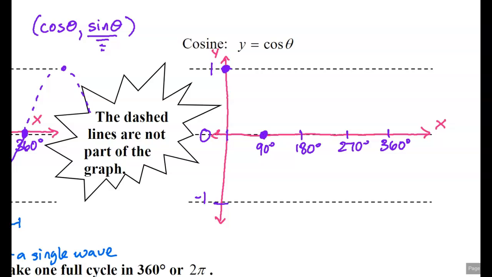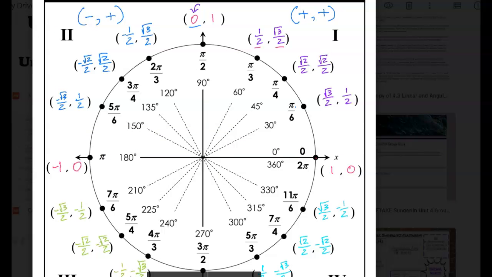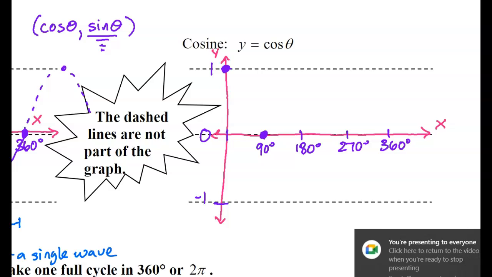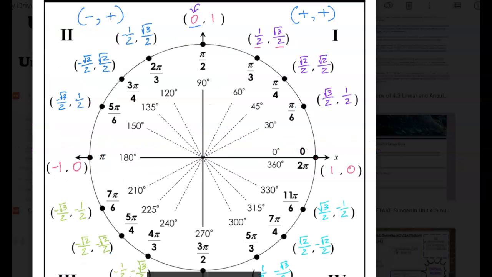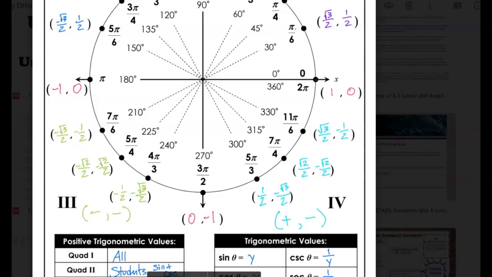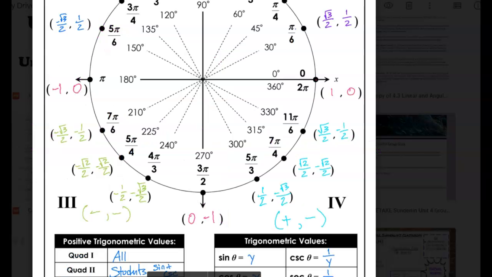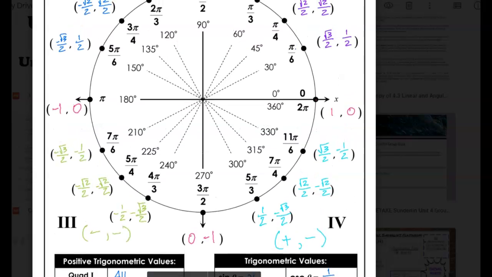And then onto 180 degrees. What is the cosine value at 180? Yeah, -1. Oh, I keep doing that. I'm so sorry, guys. Let me do that. And 270 has a cosine value of 0. So we go back to 0. And then lastly, 360 has a cosine value of 1. Yes.